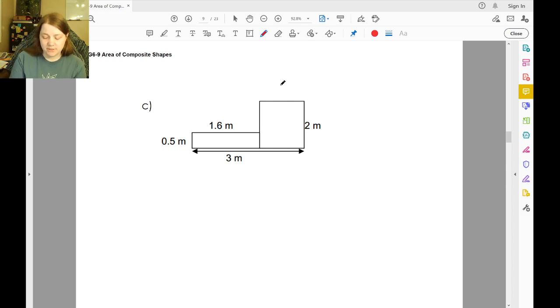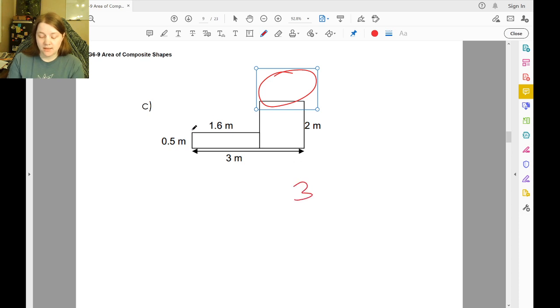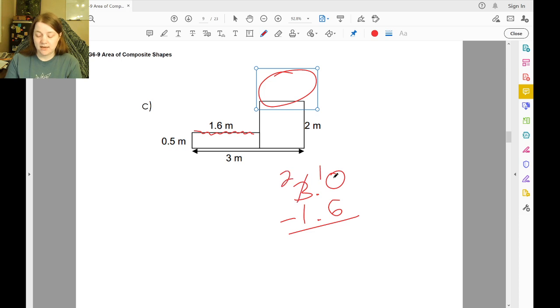What about this measurement? What would this measurement be right here? I know that this whole measurement is 3 meters, and I want to take out this 1.6 meters. So I'm going to subtract 1.6. I'm going to make sure that I line up the decimal point. 0 minus 6, can't do that, have to borrow. 10 minus 6 is 4. 2 minus 1 is 1. So this measurement is 1.4 meters.